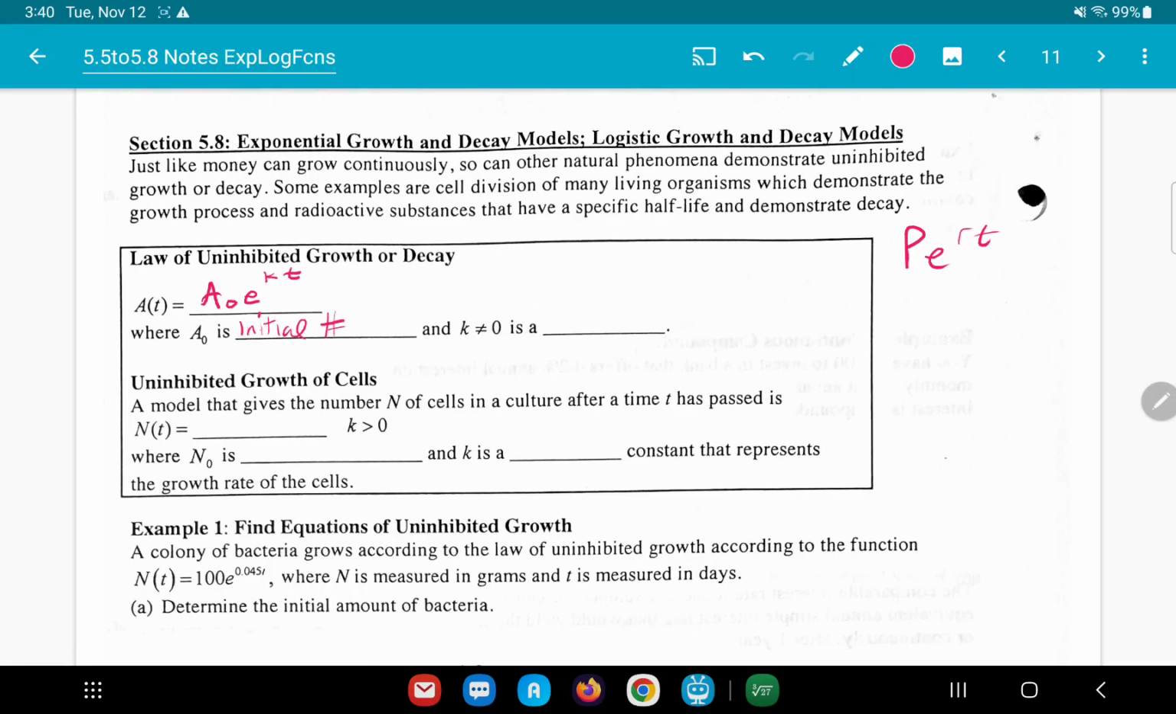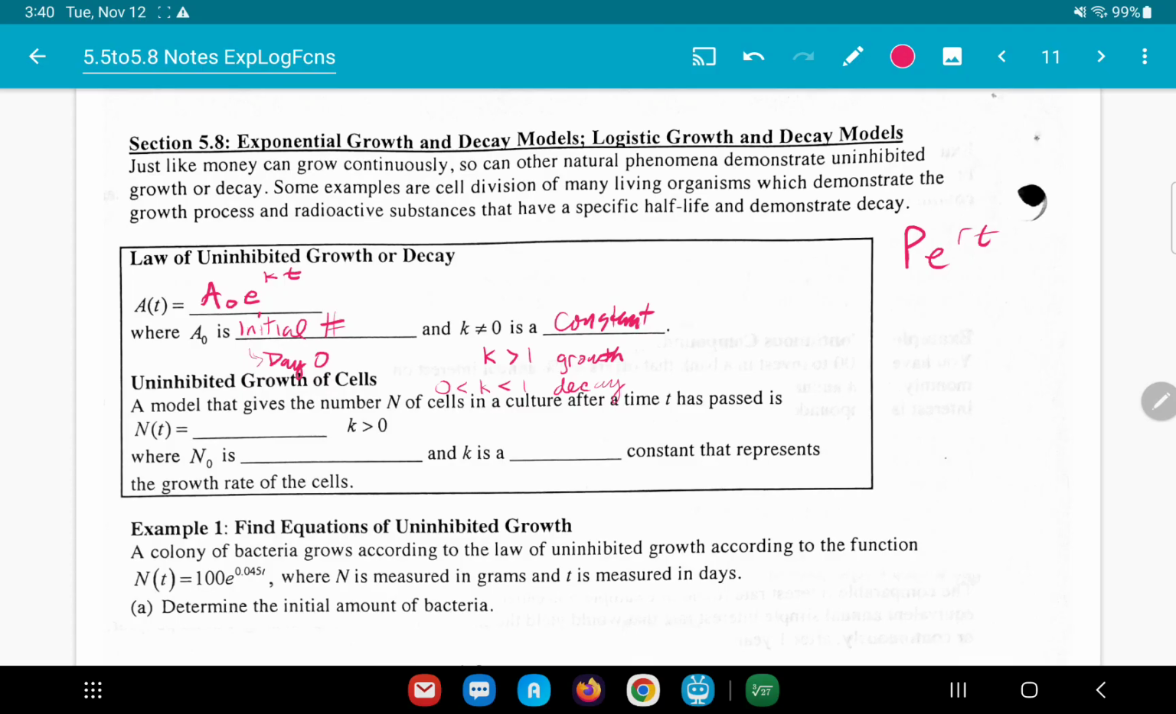We can call the A sub 0 the initial number, as if we're talking about day 0, you know? And then the k value is just going to be your constant. And the growth or decay depends on that constant. We know that if k is a value greater than 1, then you have exponential growth. And if k is a value between 0 and 1, then we know that we have exponential decay.